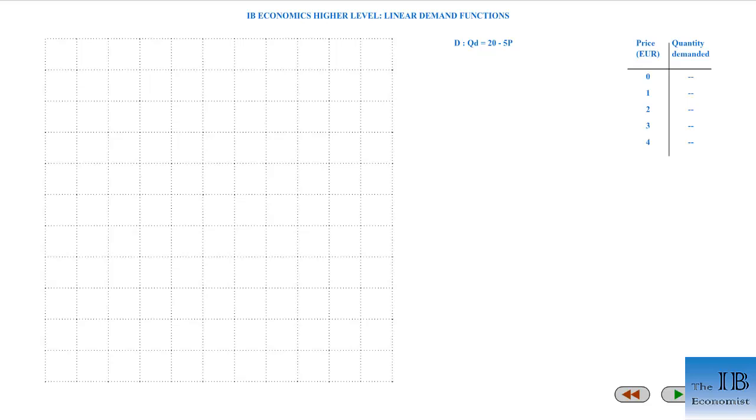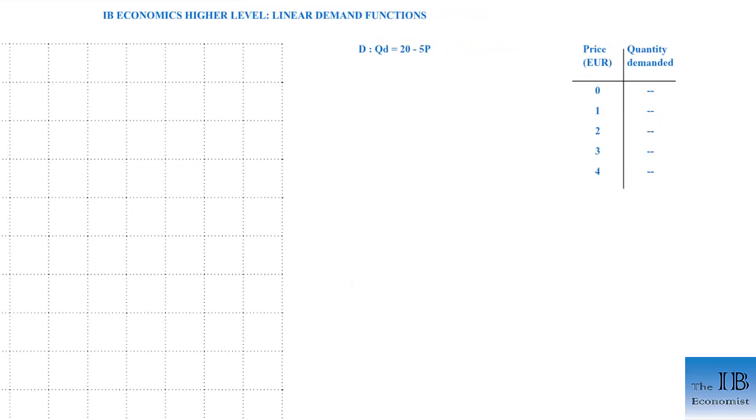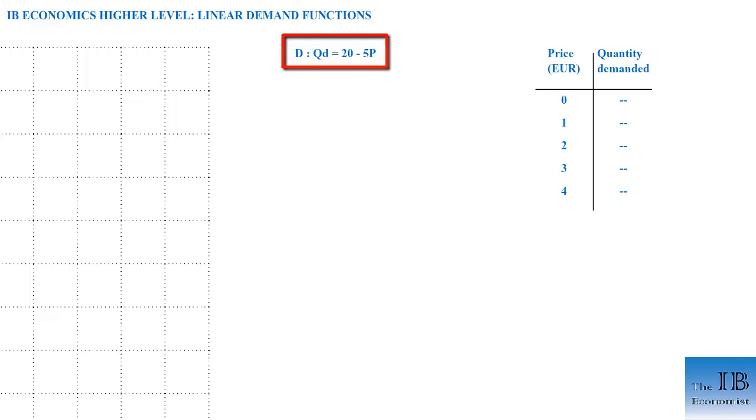Let's have a look at a practical example. Imagine that we are given a demand function with the following equation. QD is equal to 20 minus 5p. Now, in order to sketch this function, we need to find corresponding values for the quantity demanded and for the price. So let's calculate the corresponding values for quantity demanded if we have prices from 0 to 4.